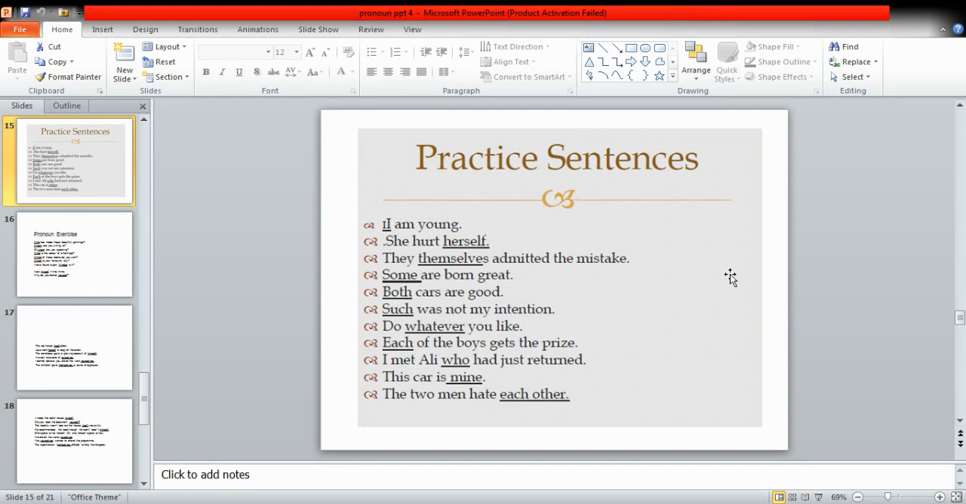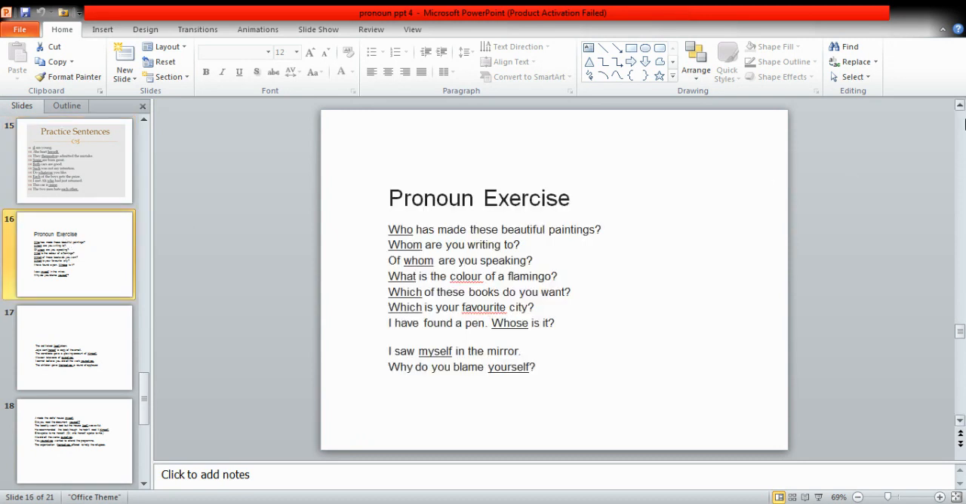Each of the boys gets the prize. Each, every, either, neither, they are the distributive pronouns. I met Ali who had just returned. Who is acting as a relative pronoun over here. This car is mine. Mine is giving us the sense of possession. So this is a possessive pronoun. The two men hate each other. I told you that whenever you have to talk about two, each other will be used. And whenever you have to talk about more than two people, one another will be used. So in this case, each other is acting as a reciprocal pronoun.